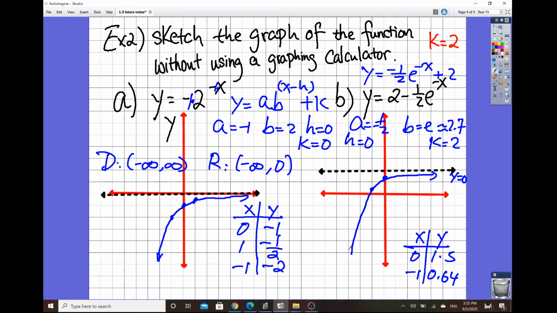Again, it's the double reflection, because the parent graph is like this. It's always exponential growth. Once you reflect it over the x-axis, or the line of asymptote here, you get that reflection. And then the other one is a reflection over the y-axis. So that's why eventually the graph looks like this. It's an upside down exponential growth model.